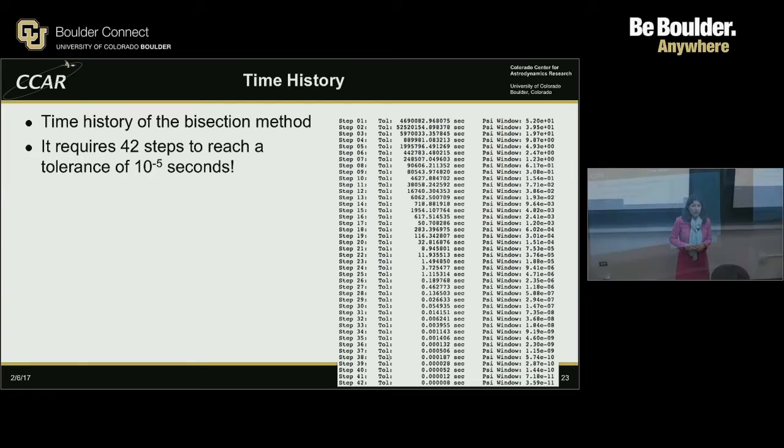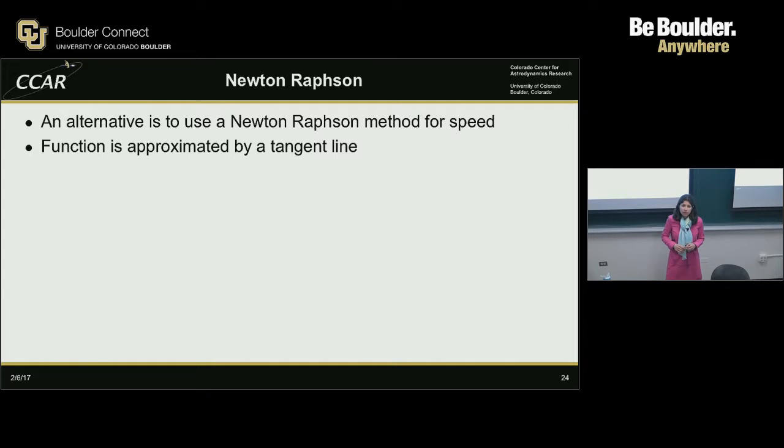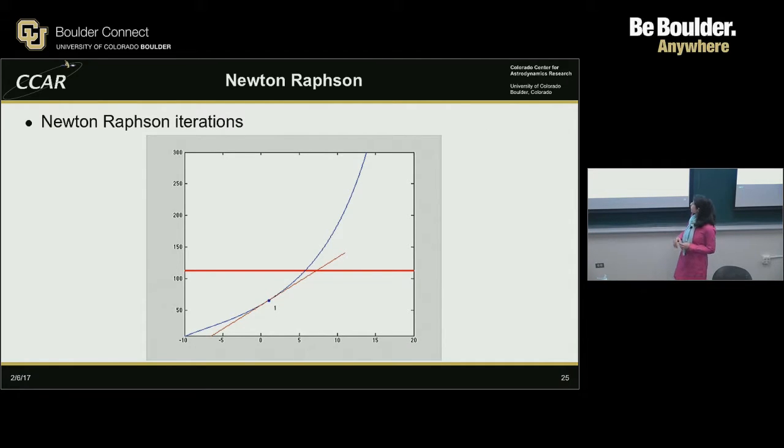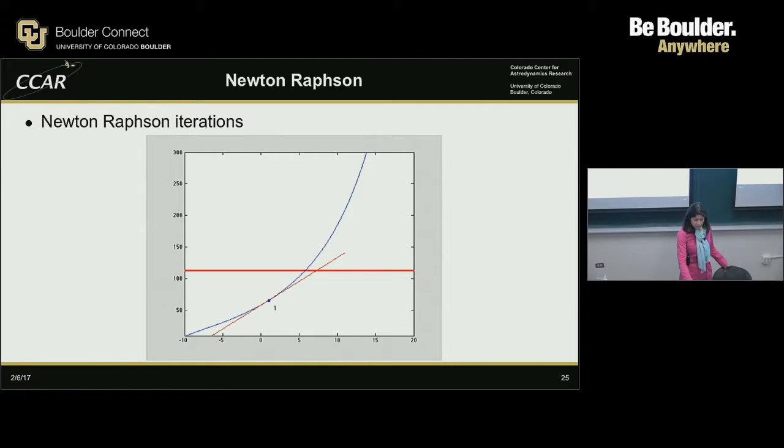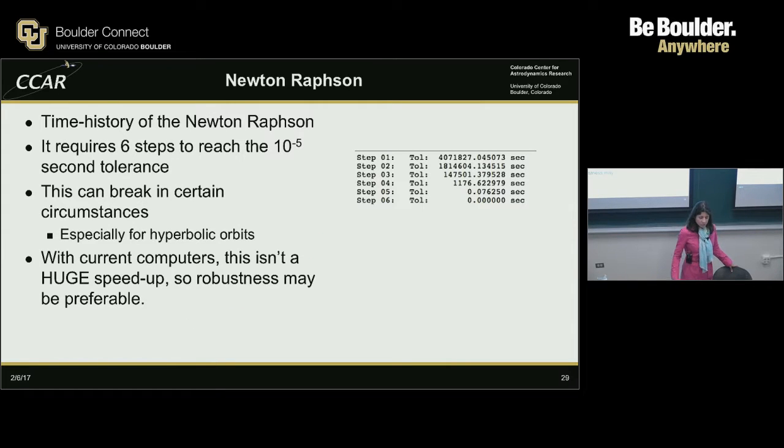Way back in the day, computing time was more at a premium than it is now. This was an issue. So some people wanted to use a Newton-Raphson method for speed, and the function there is approximated by a tangent line. If we look at the same curve, you look at your initial starting guess and approximate the slope there as a tangent, and then you can look at different tangents until you narrow in. We see that that tangent's not where we want, so now we're up above. This one only took 6 steps to reach the tolerance.